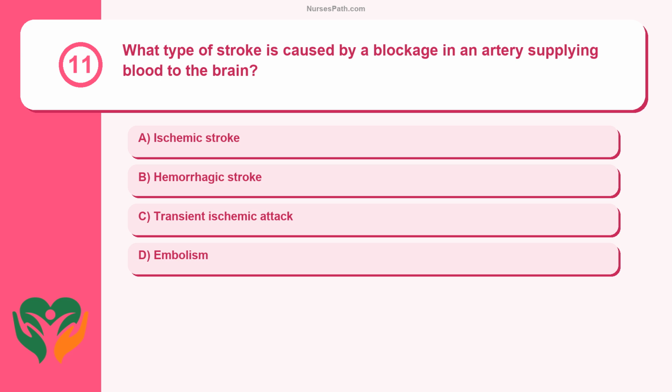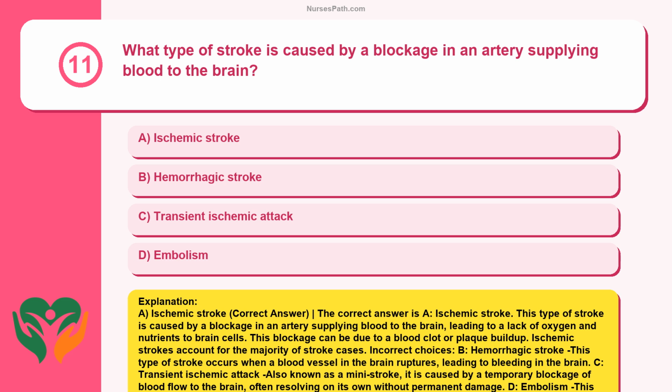Question 11. What type of stroke is caused by a blockage in an artery supplying blood to the brain? Ischemic stroke, hemorrhagic stroke, transient ischemic attack, embolism. A. Ischemic stroke. Correct answer. The correct answer is A, ischemic stroke. This type of stroke is caused by a blockage in an artery supplying blood to the brain, leading to a lack of oxygen and nutrients to brain cells. This blockage can be due to a blood clot or plaque buildup. Ischemic strokes account for the majority of stroke cases.